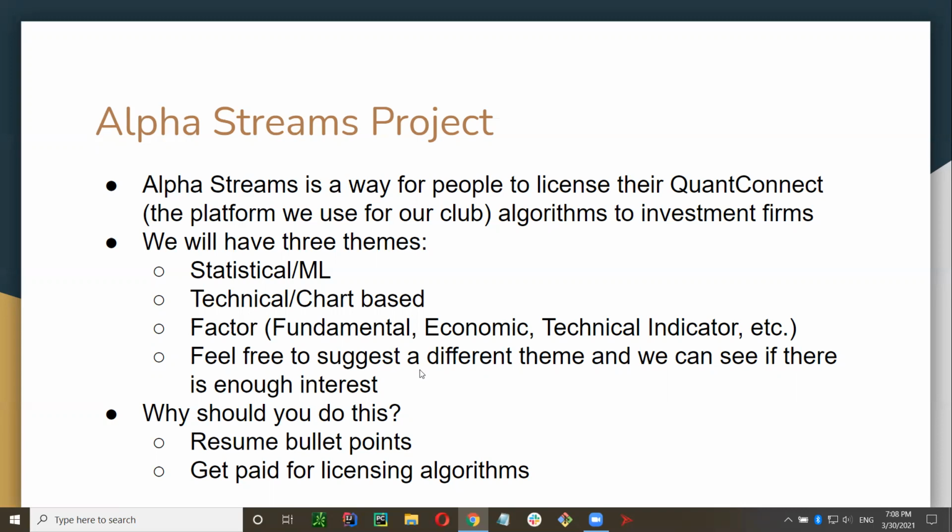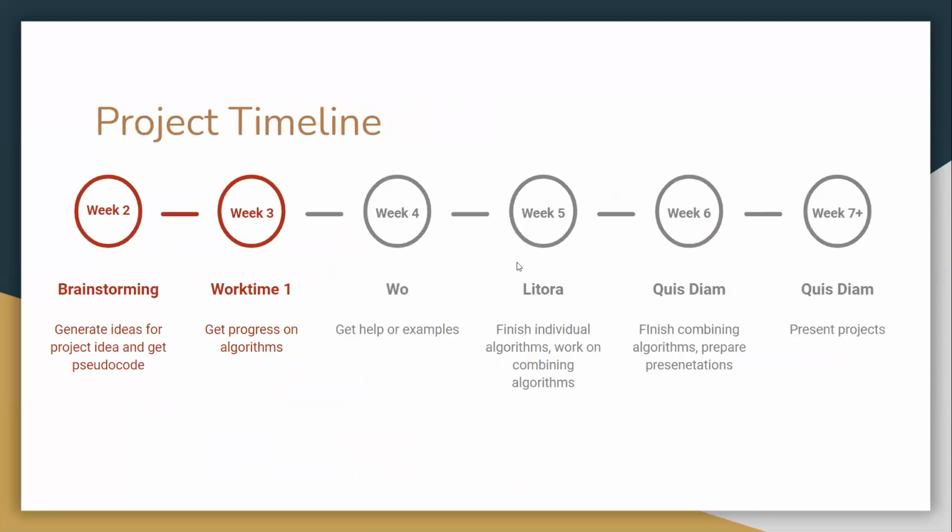As motivation for why you should do this, you can add a few points to your resume. Say you did some Alpha Streams project, and if you get far along the way and you're able to list it on the market, you can even talk about that on your resume. You can also get paid for licensing your algorithms, so you can make some money, which is nice.